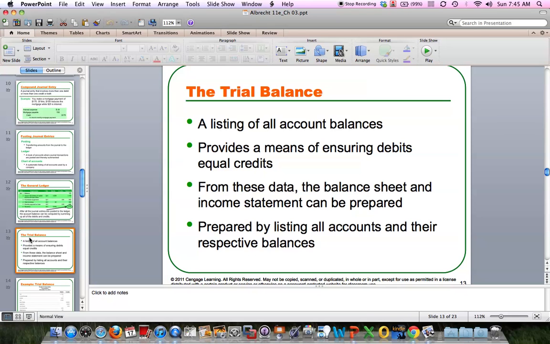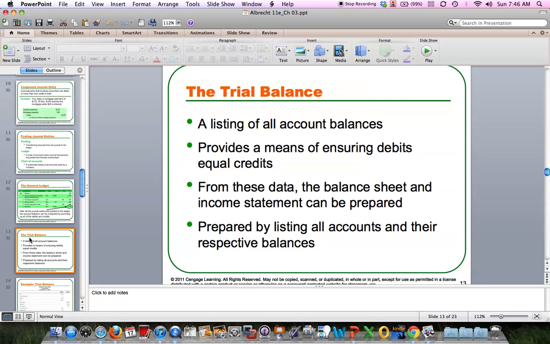Okay, next is the trial balance. The trial balance is simply a list of all of our accounts with their respective debit and credit balances. It's a way to prove that debits equal credits and our accounting equation is in balance. From this data, the balance sheet and income statement can be prepared, which are our financial statements. So we use a trial balance as a source document to prepare our financial statements.